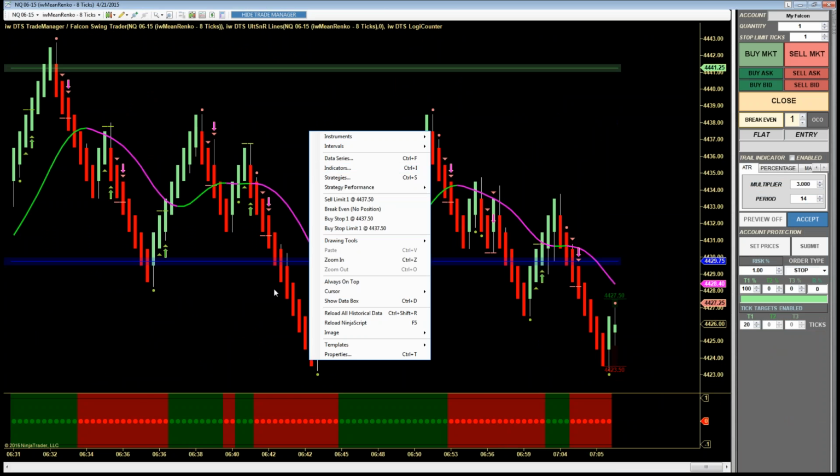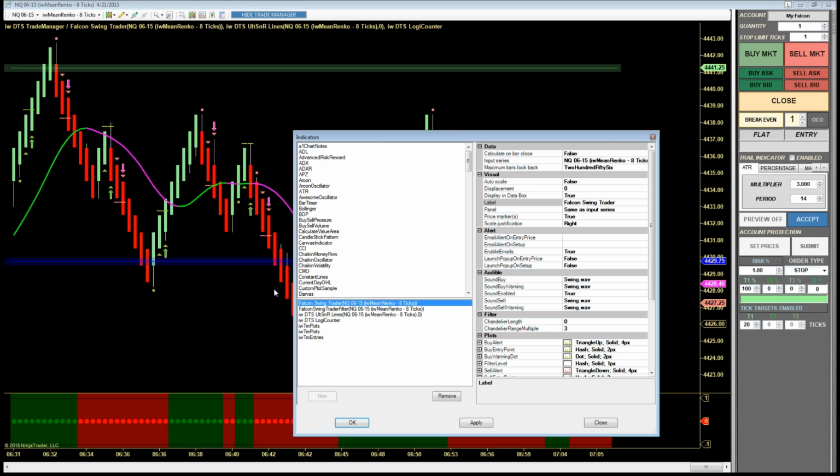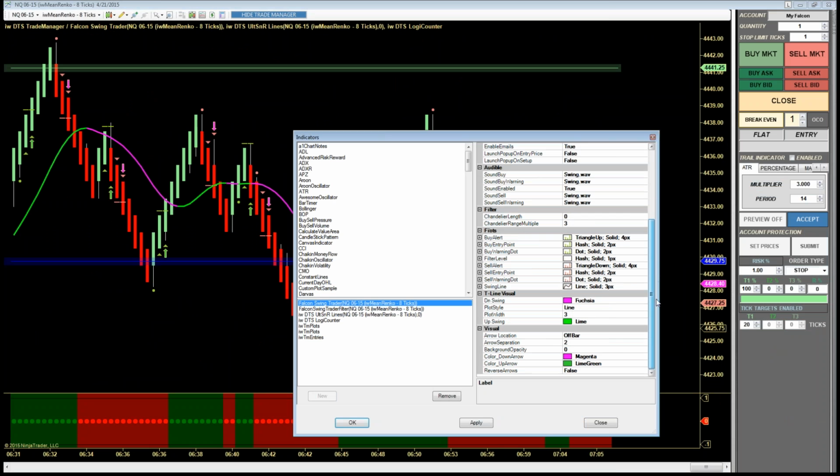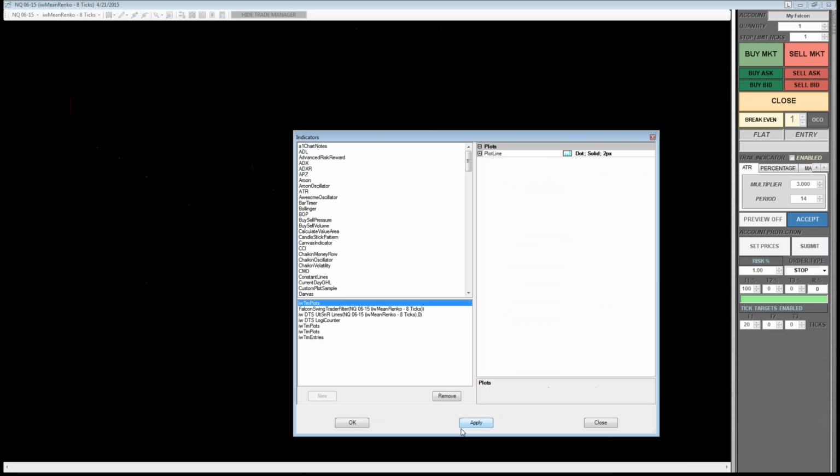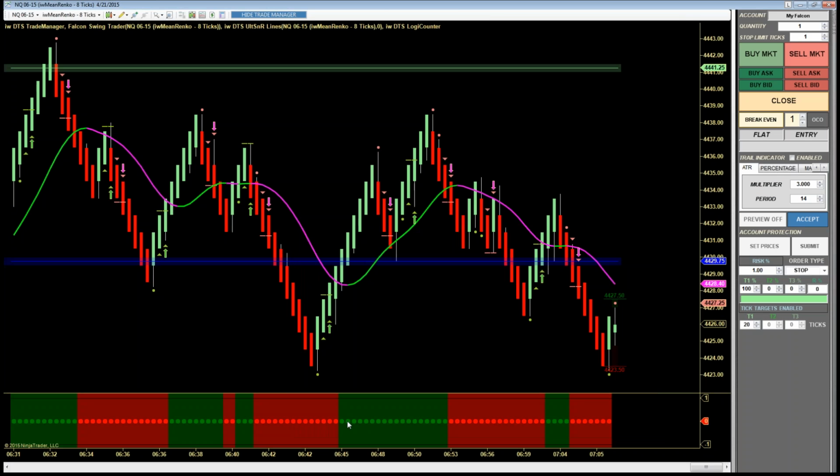So what you need to do is go to your indicator window and highlight your tool, your Falcon Swing Trader or Hawk Scalper or whatever it is, and then go down to the very bottom where the cosmetics are. Background opacity, yours is probably set at 2. If you set it to 0, it will turn it off. And then you can click apply and OK.